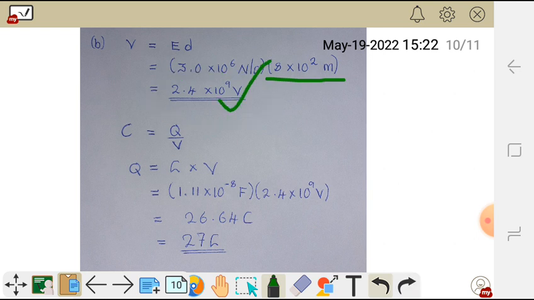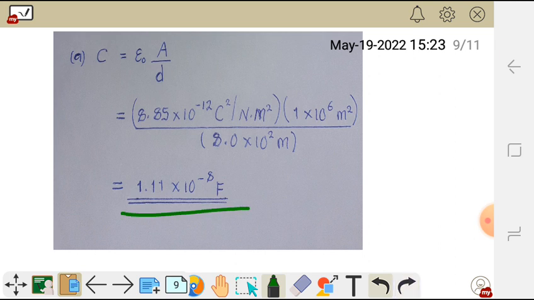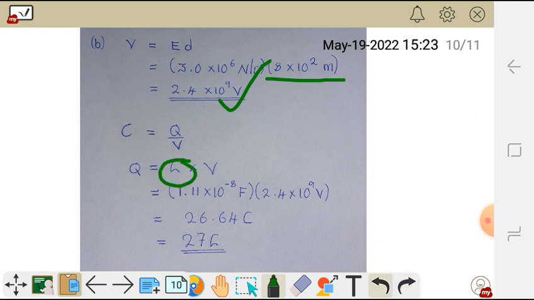So we have our voltage. Now we need to calculate the charge. To find the charge, we are going to use this formula, but let's first make Q the subject of the formula because we are looking for the charge. So our Q will be simply capacitance multiplied by the voltage. Our capacitance, we already found it. It is 1.11 by 10 to the power negative 8. So we are going to replace it where there is a capacitance, and our voltage, we already have found it, which is 2.4 by 10 to the power 9 volts.